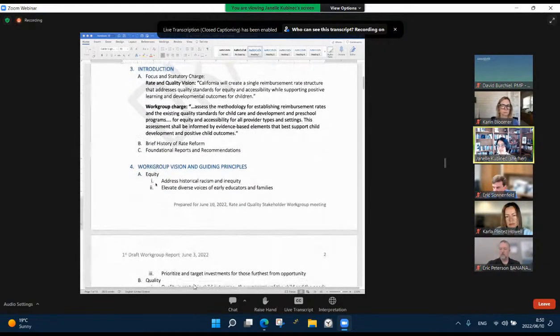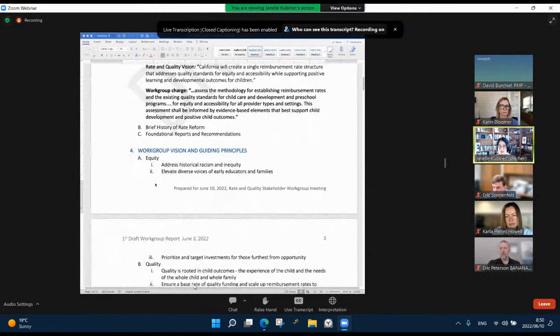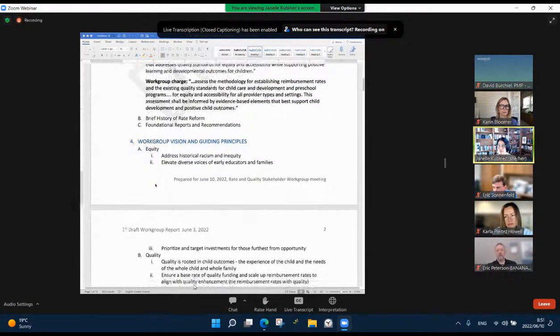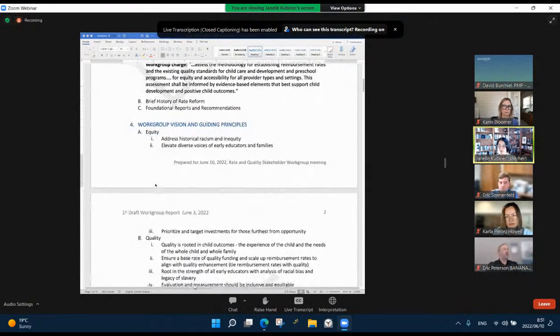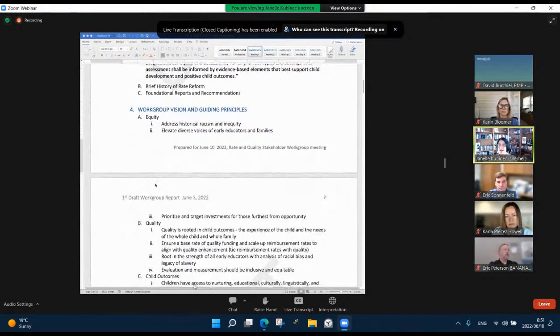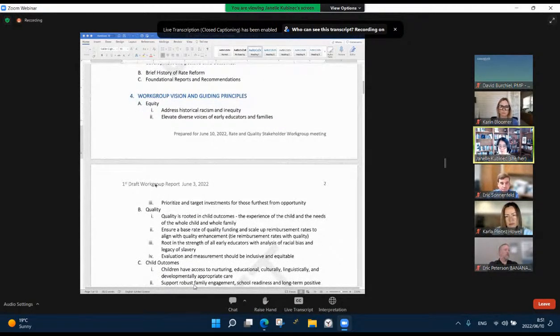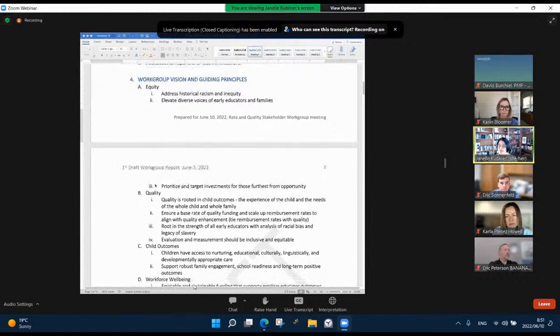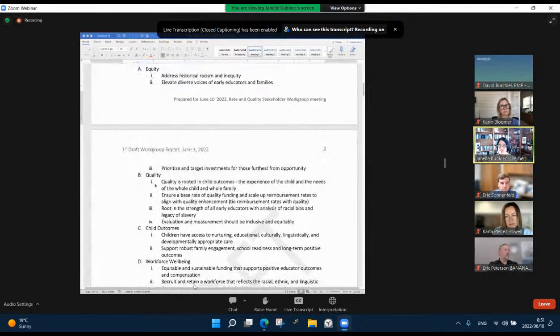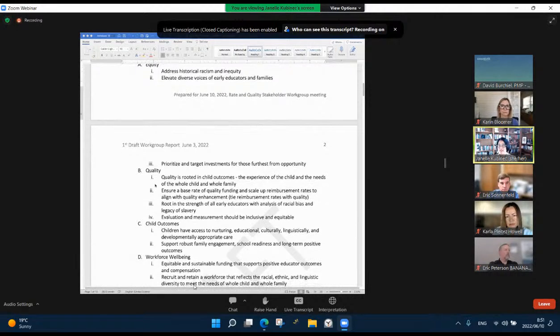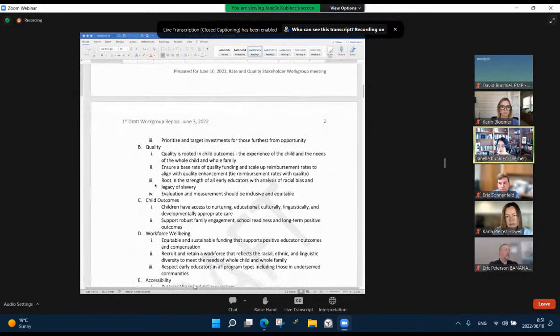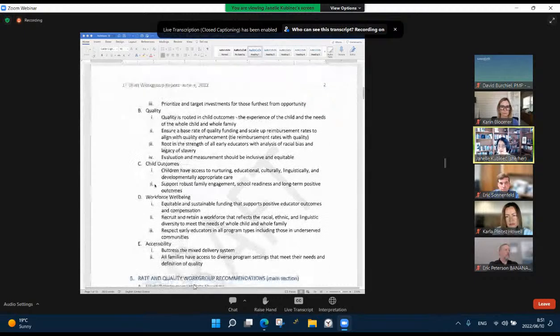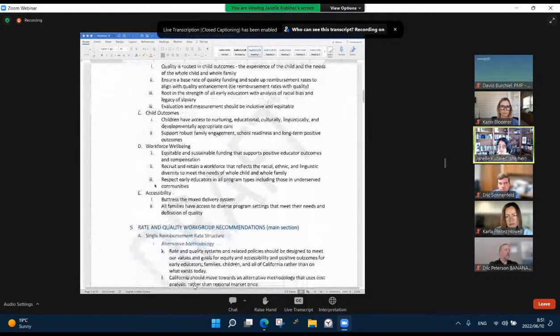The next section is outlined as the vision, workgroup vision and guiding principles. So these are things that are in the visual, being able to explain and put the narrative behind those ideas. So certainly as we're talking through today, should there be new ideas or ways that this needs to be edited, we will take that into account. But these are directly related to what you see in the vision document.